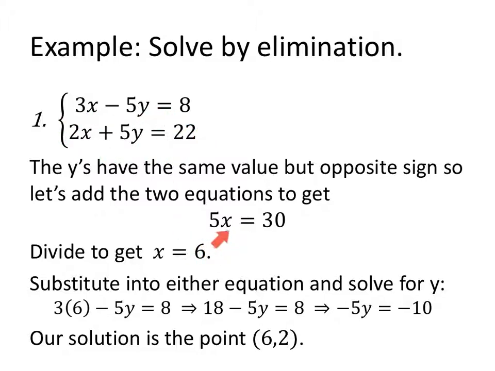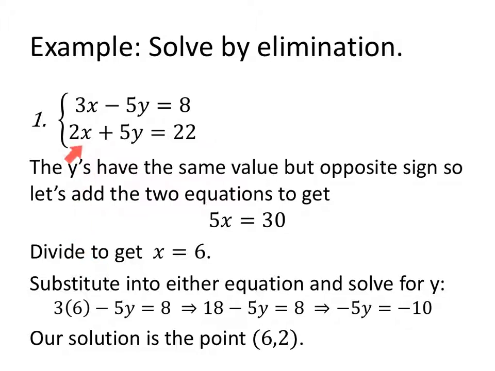Step 3 is solve. If 5x equals 30, then x equals 6. Back substitute. If x equals 6, I could substitute into either equation and find my y value. So I'm going to use the top equation. 3 times 6 minus 5y equals 8. That's 18 minus 5y equals 8. I'm going to subtract 18 from both sides. If minus 5y equals negative 10, then y equals 2. x equals 6, y equals 2. We have our solution.